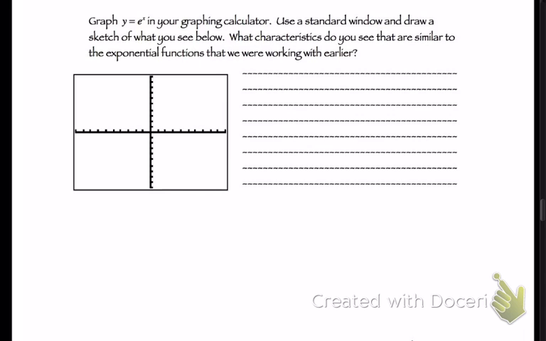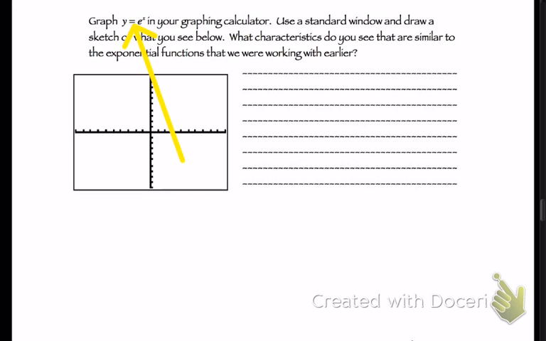Next, what I want you to do is graph e to the x in your graphing calculator. So go into your y equals screen, graph e to the x. Sorry about that. That was a dog squeaking her toy.